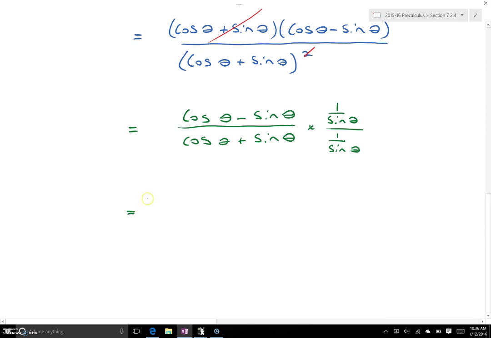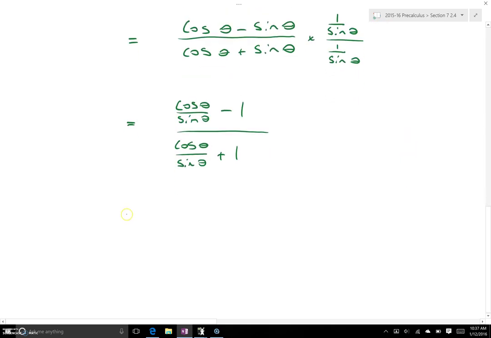When we distribute that through, we're going to get cosine theta over sine theta minus 1 over cosine theta over sine theta plus 1. And now we've got the identity we were looking for. That's cotangent theta minus 1 over cotangent theta plus 1. So that's the same as the right side.